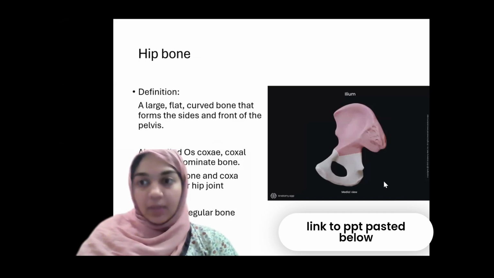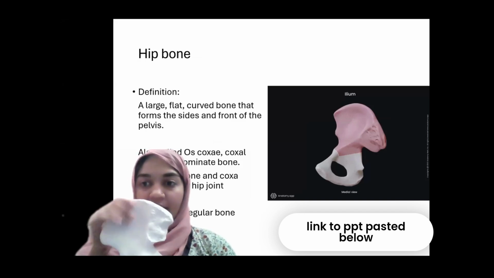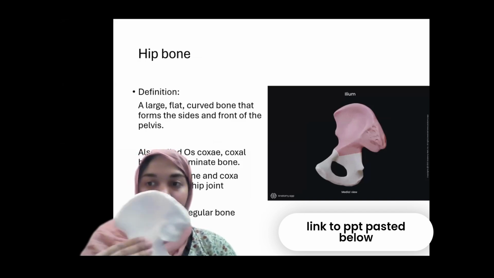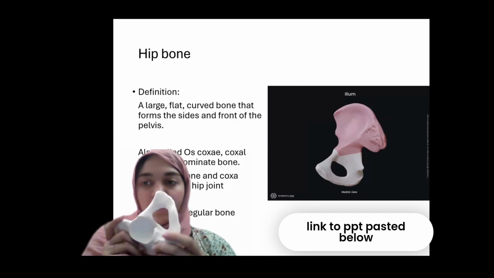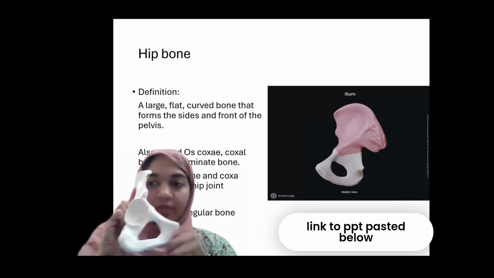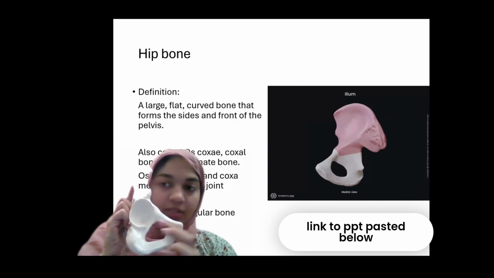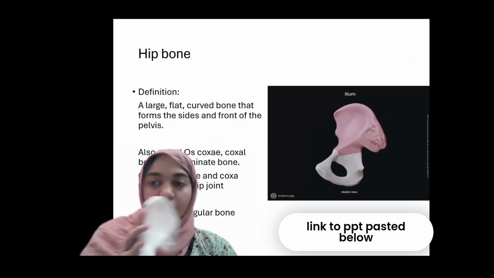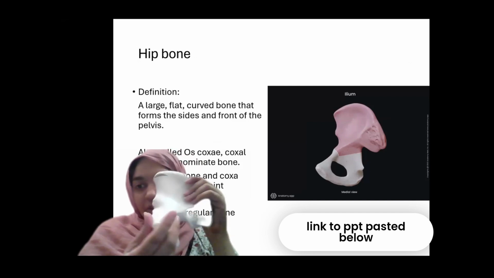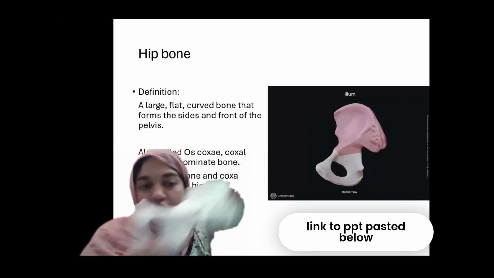The hip bone is made up of three bones. First of all, we have this ilium. Can you see? So this part is the ilium, which is highlighted in the slide I've shown. And then at the inferior part of the hip bone, we have the pubis. And then posterior inferiorly, we have the ischium, right? So we have the ilium, the pubis, this part, and then the ischium, this part.